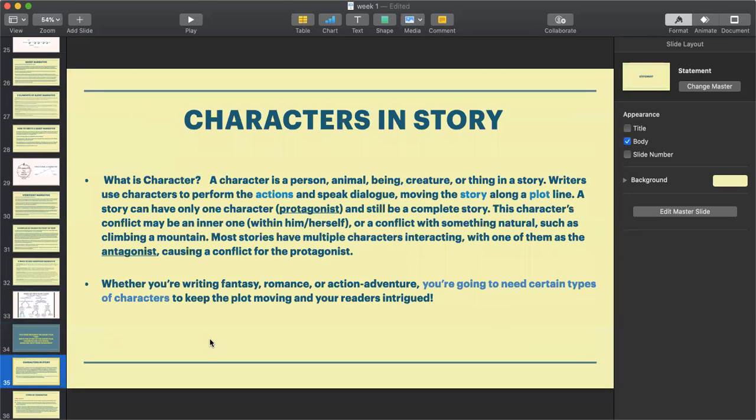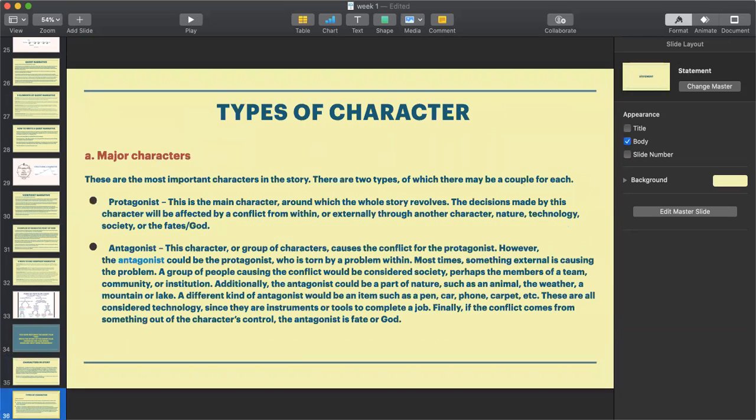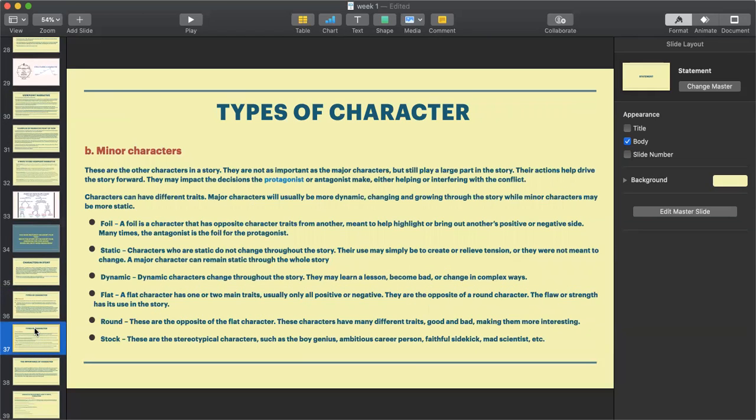Then we have discussed characters in a story. What is a character? Very, very important parts, students. Characters are very important parts. I hope all of you have understood it properly. So there can be two major characters: the protagonist, the main character, and the antagonist, the opposite of the protagonist. Okay, if the protagonist is a good character, the antagonist is a bad character, like that. Okay, types of minor characters: foil, static, dynamic, flat, round, stock. Right. So all these types of characters are there.